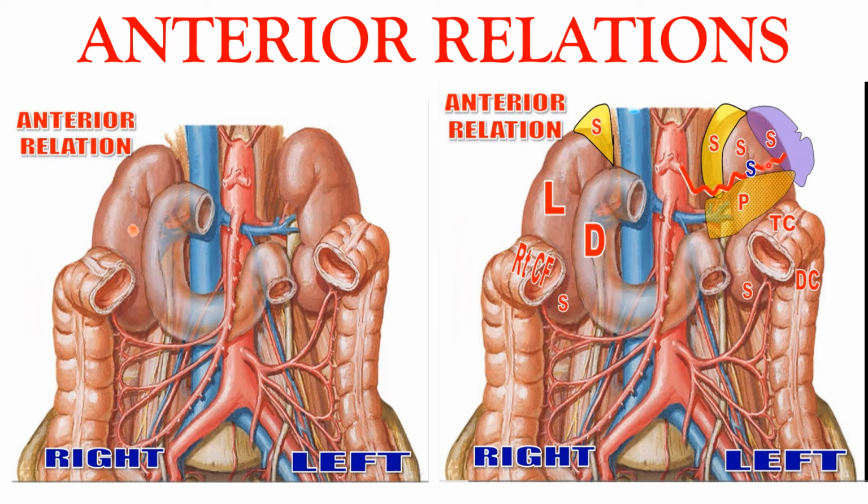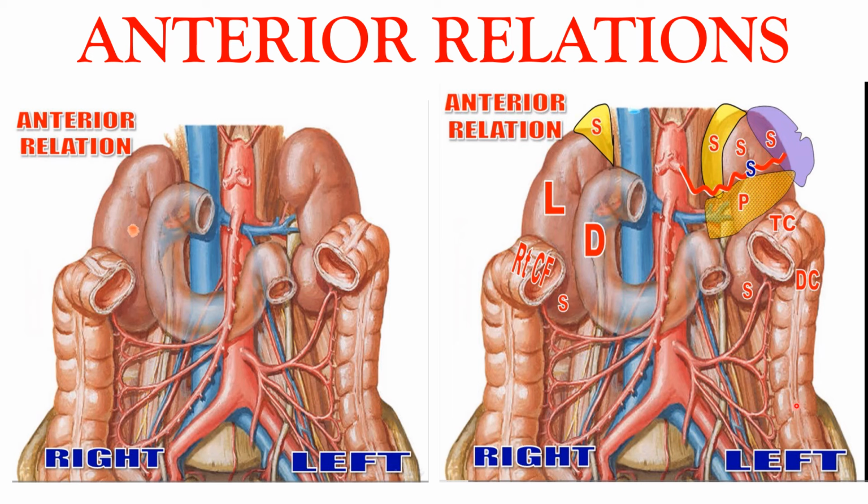The splenic artery is actually found on the upper border of the body of the pancreas. So this area we have the body of the pancreas. This is the transverse colon. It has been cut so that we can see the structures here. This is the descending colon.